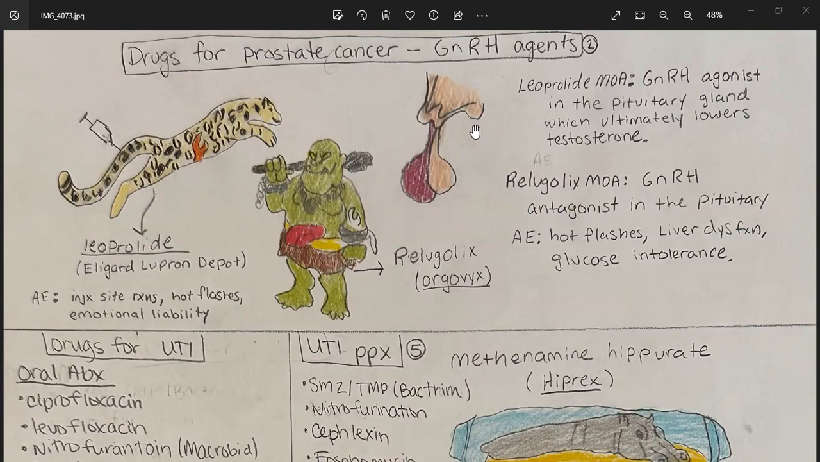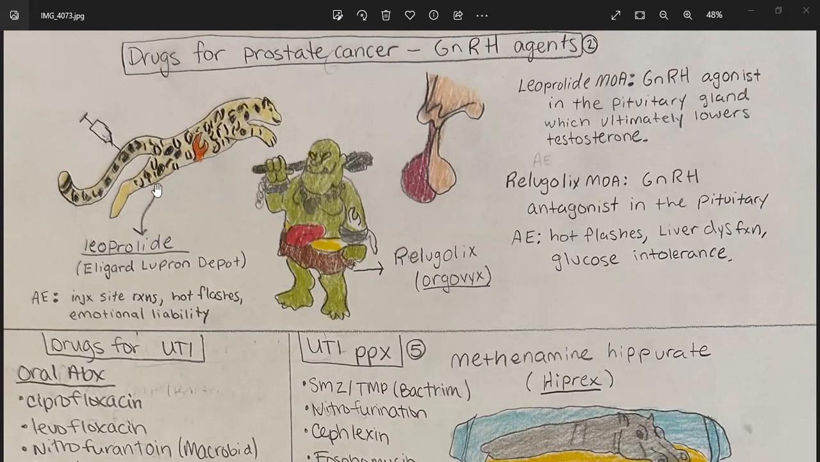So it's kind of strange that these drugs are used like this, but the leuprolide is going to stimulate the GnRH in the pituitary. It's going to initially cause a flare of the disease, but somehow it follows it by suppressing it. And ultimately, it's going to lower the amount of testosterone. And then your relugolix or your Orgovyx, the ogre, he's an antagonist. He's blocking the leopard from getting to the pituitary. And so that's going to somehow also lower testosterone.